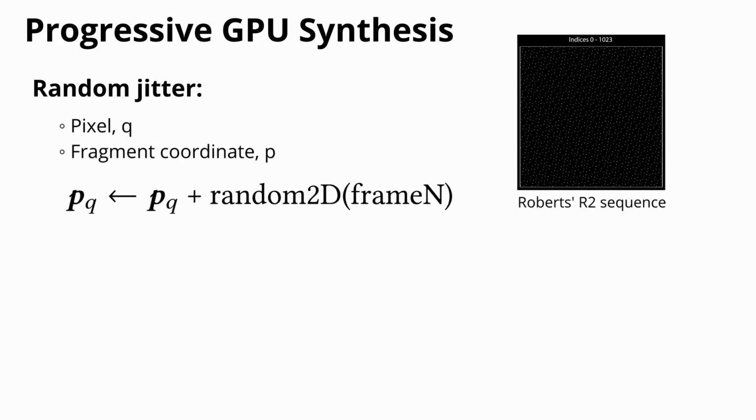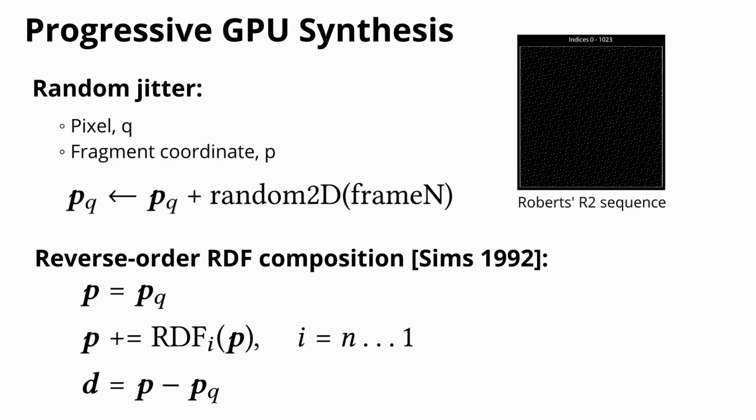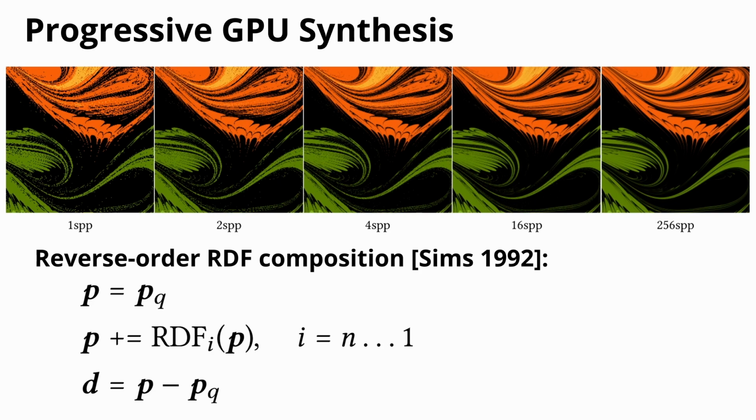We initialize each sample position with a random point in each pixel, and then we apply all of the RDFs in reverse order to get the original position that that point came from. And we can repeat this process as many times as we need to achieve a supersampled image.